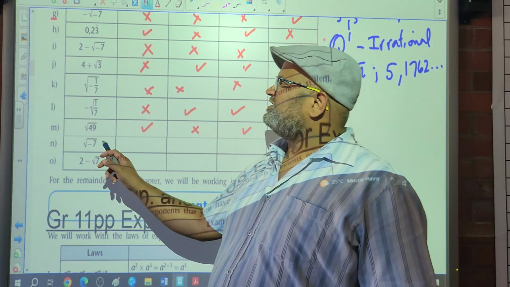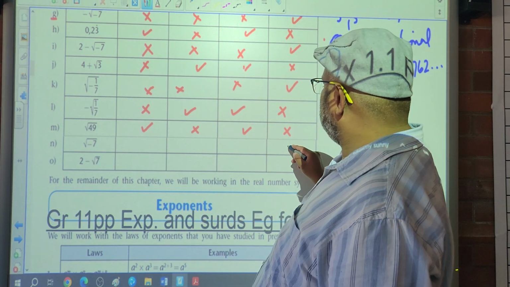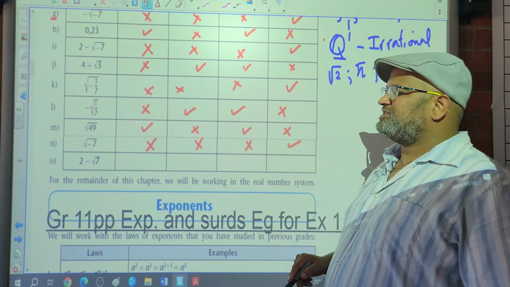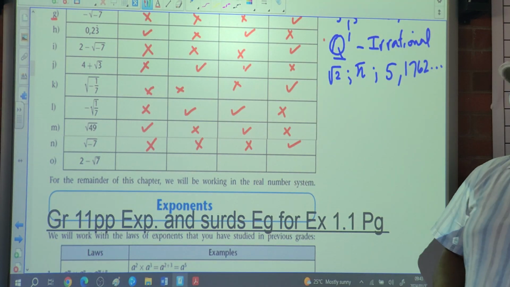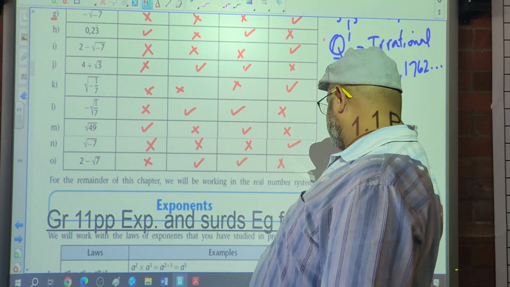Square root of -7. Non-real. So it's non-real, so it's none of those. And 2 minus the square root of 7. It is irrational. So not rational, it's irrational and real.